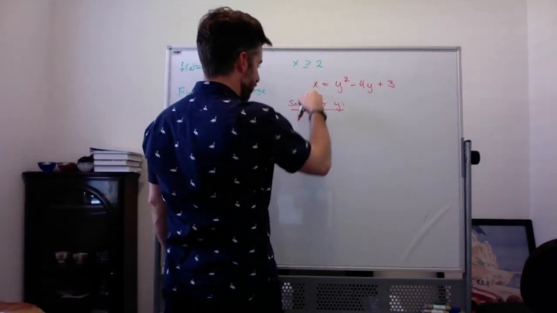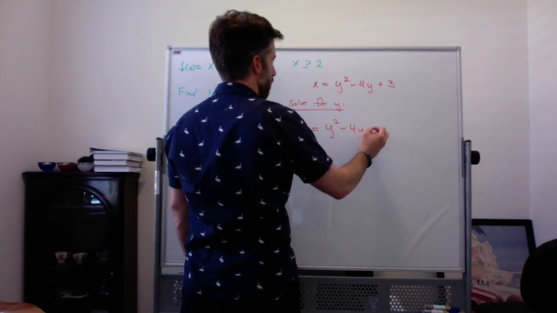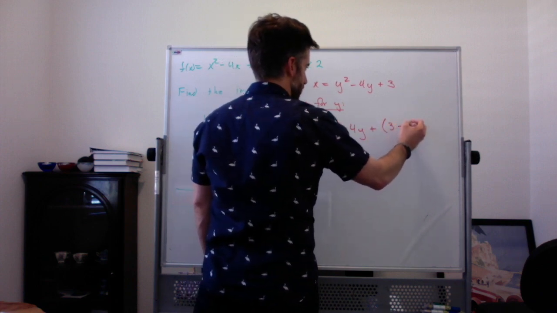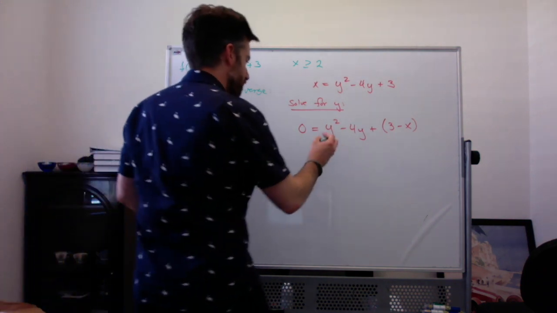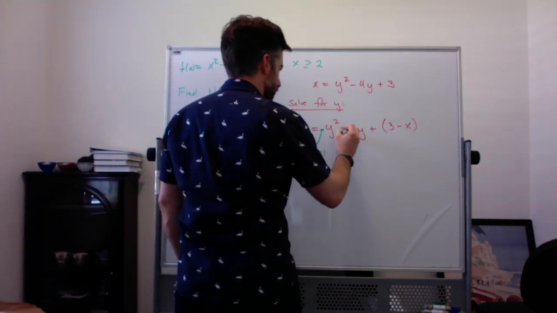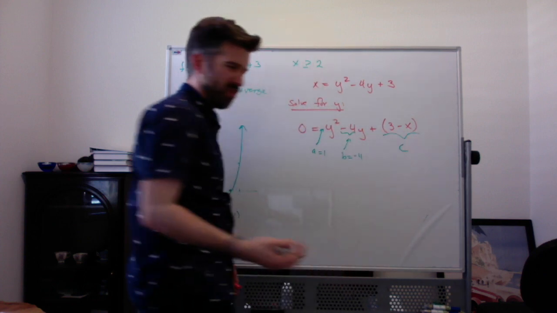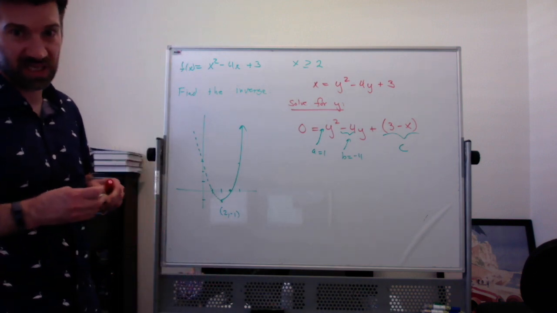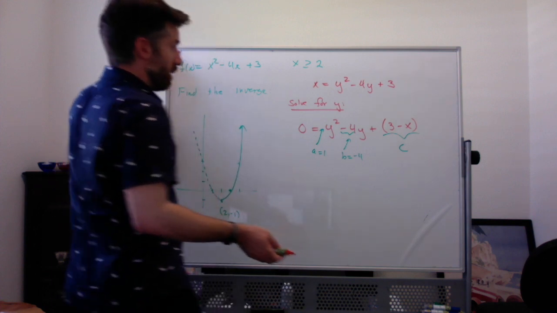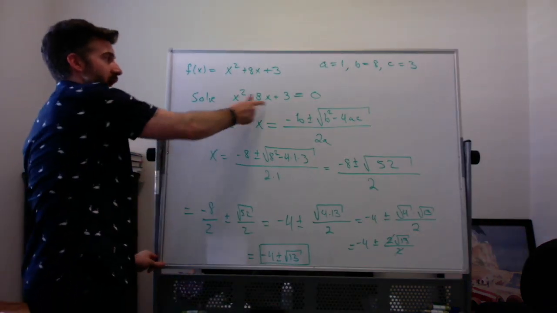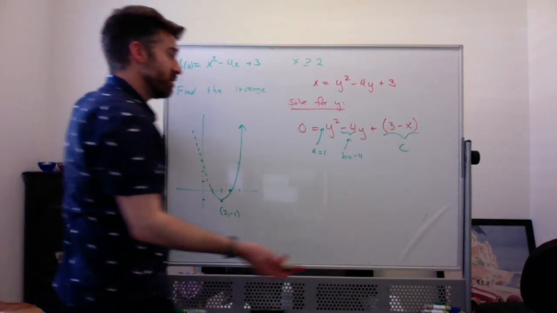So here I'm going to have, subtracting x from both sides, 0 equal to y squared minus 4y plus 3 minus x. So what I've really got here is my a value is 1, my b value is -4, and my c value is 3 minus x, which is strange, but it is what it is. So then, using the quadratic formula, my solution, so again, here, it was a quadratic formula in x, so I got x equal to some stuff. Here it's a quadratic formula in y, so we need y equal to some stuff.